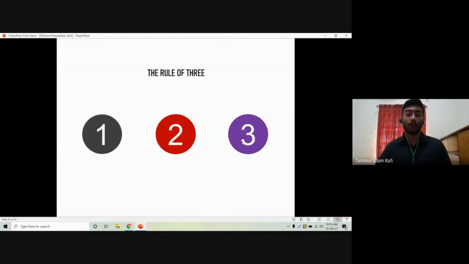Rule of three: 1, 2, 3. Research proves that when we see more than three elements in one slide, we start to forget. So please don't put more than three items in one slide. I recommend one slide, one message. But if you have a slide limitation, then you can use not more than three contents in one slide.